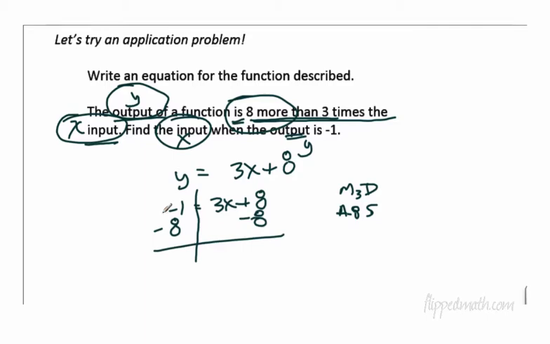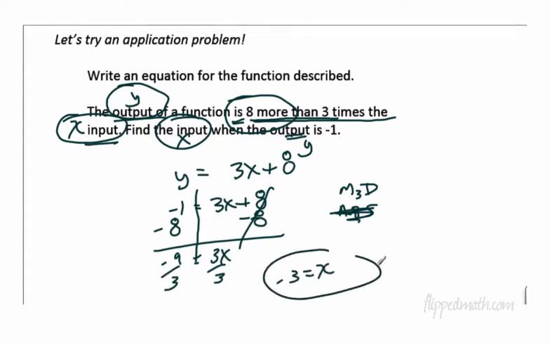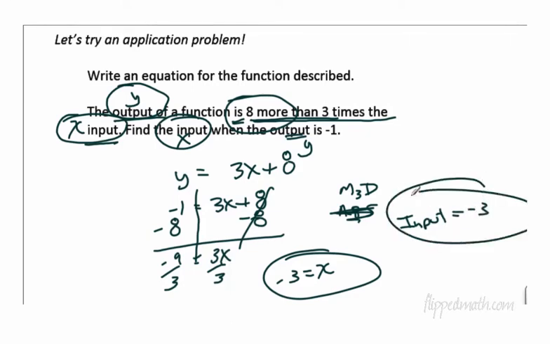So we get negative 1 minus 8. That's negative 9. It is going to be equal to 3x comes down, and then the plus 8 and the minus 8 cancel. Next step, divide by 3. So we divide each side by 3. We get negative 3 is equal to x, and we're all done. So the input, it says find the input, so we're going to write that out. The input equals negative 3. So we've answered the question.